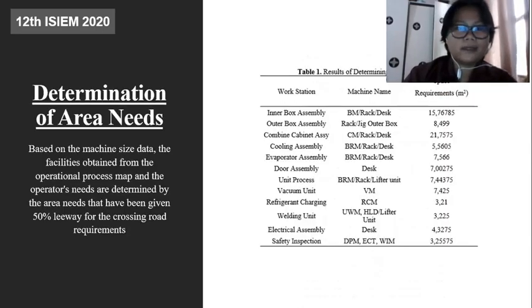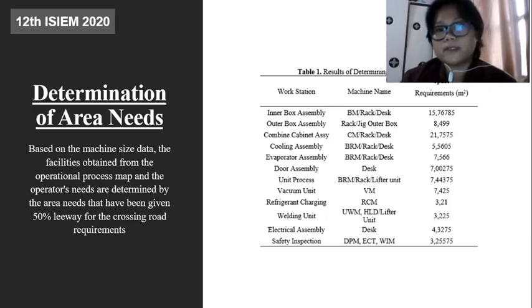So this is the determination of area needs based on the machine data, machine size data, and facilities obtained from the operational process map, and the operators' needs. The area needs are given 50% leeway for the crossing road requirements. So this is the result of determining the need for the area.